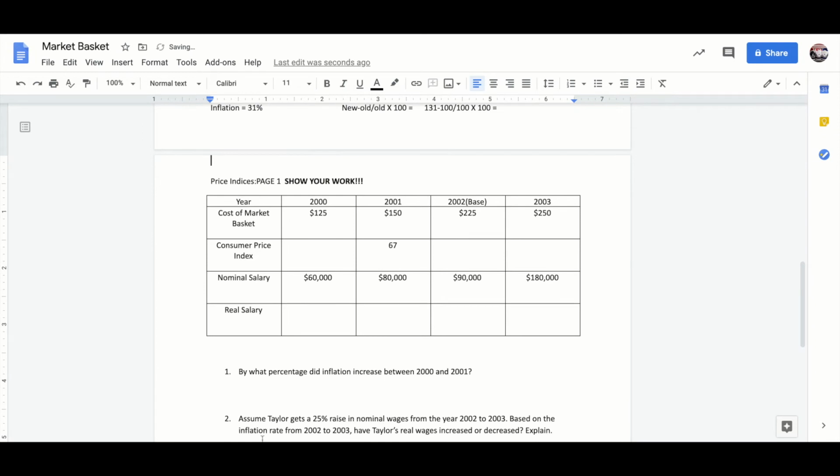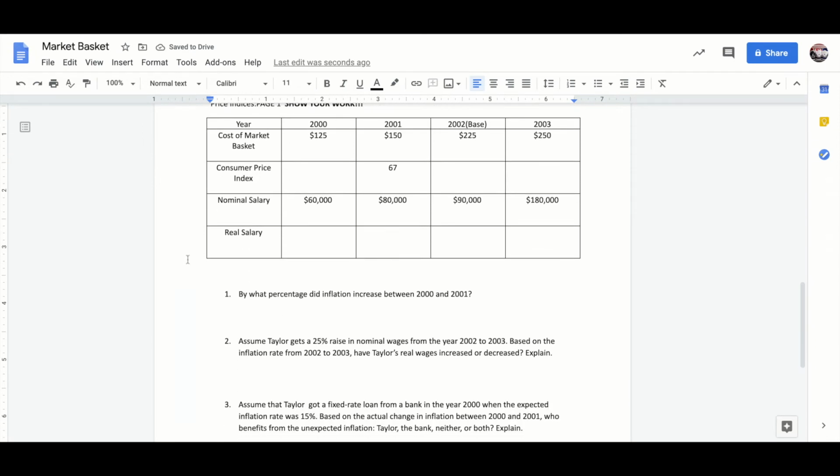All right, next. Now that I showed you how you get the cost of a market basket, we're just going to go ahead and start filling out a table. Here, I'm going to show you how you can use this to see how our nominal salary and real salary are affected. Remember, salary is the money that you take home and pay.